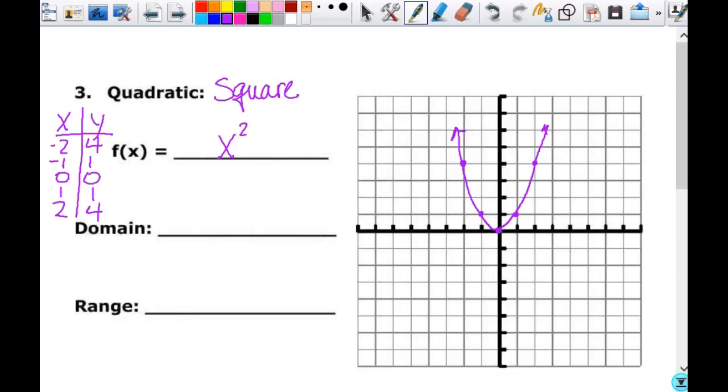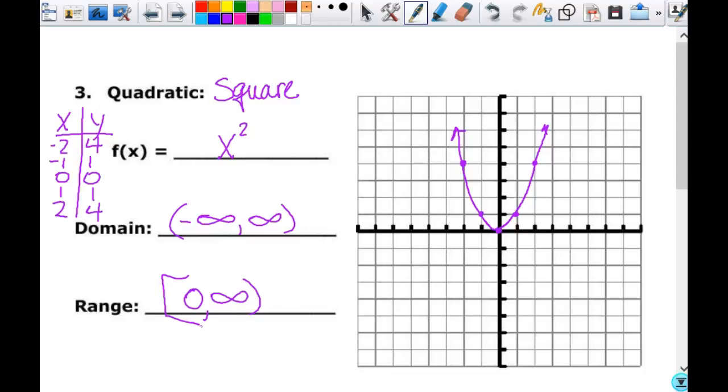So what's my domain? -infinity to infinity. What's my range? 0 to infinity. Do I include the 0? Yes. This is a piece of cake, right?